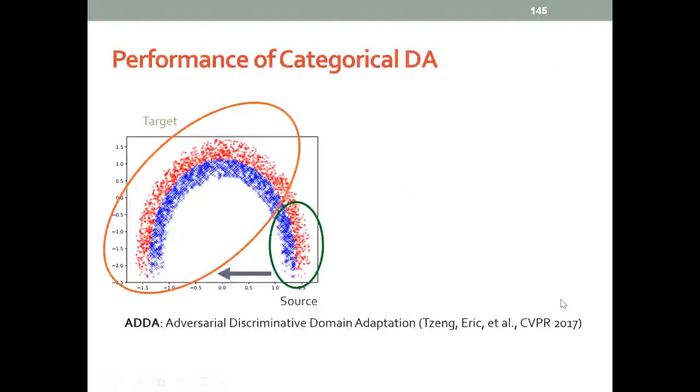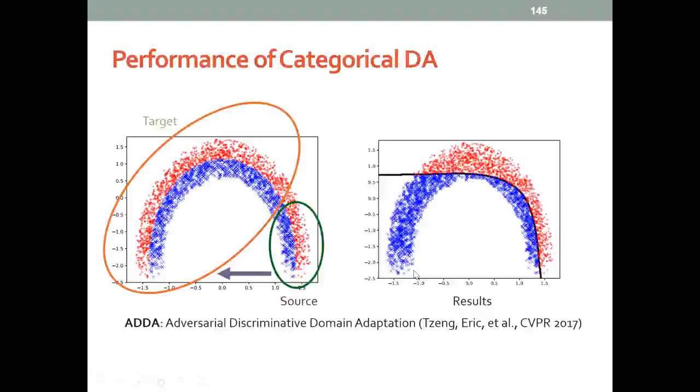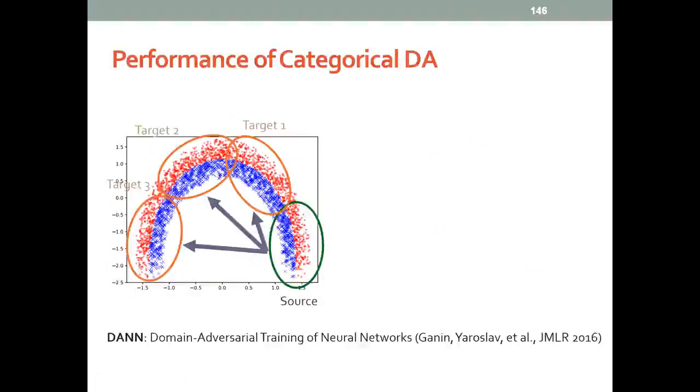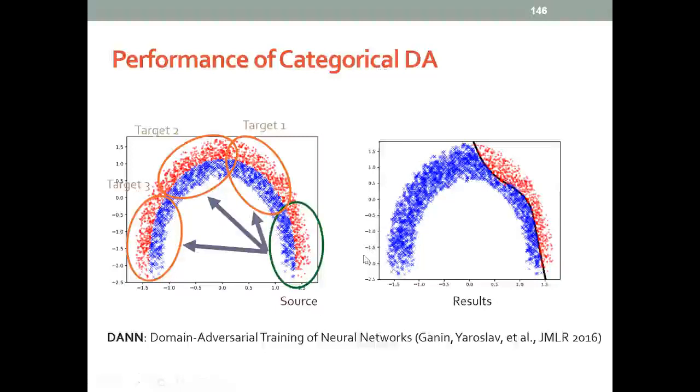And let's take a look at how categorical domain adaptation works. This is one of the categorical domain adaptation methods, ADDA, which treats all source domains as one single source and all target domains as one single target, and performs one-step adaptation. We can see that it does not work at all. And this is another categorical domain adaptation method, DANN, a very classical one. Basically, it will split the target domains into smaller parts and perform one-to-many adaptation. It does not work either.